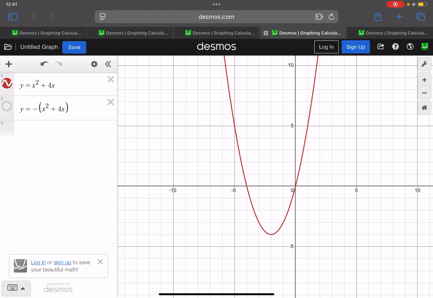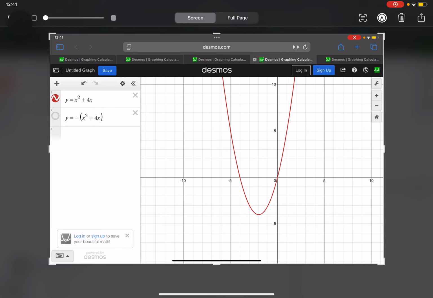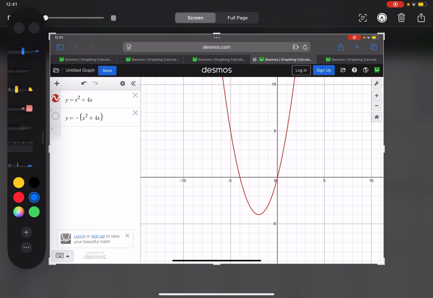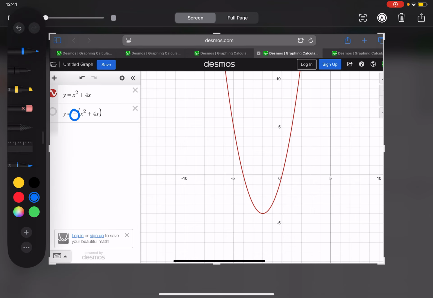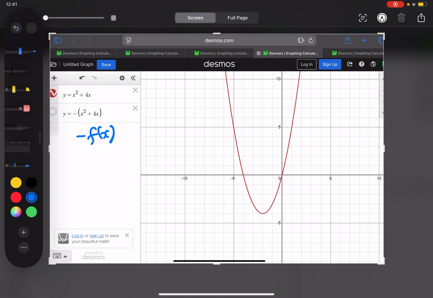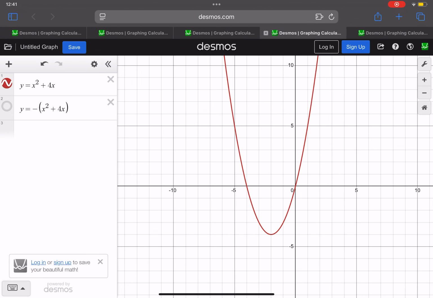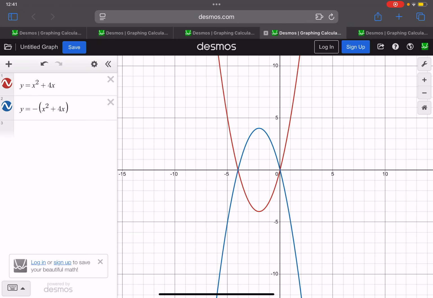Right, two more transformations to talk about, then we'll summarise all of this. In this case, I've got the f of x function, which is x squared plus 4x, and we can see here that I've just put a negative in front of it. So this is like me doing minus f of x. What effect is that going to have on the graph? There it is in blue.